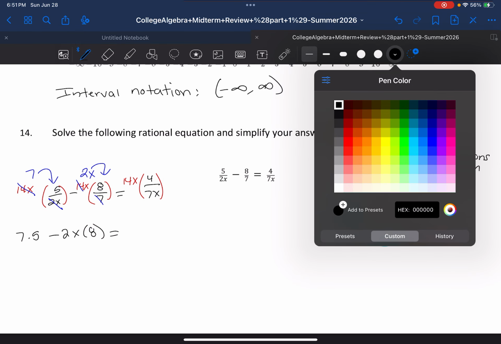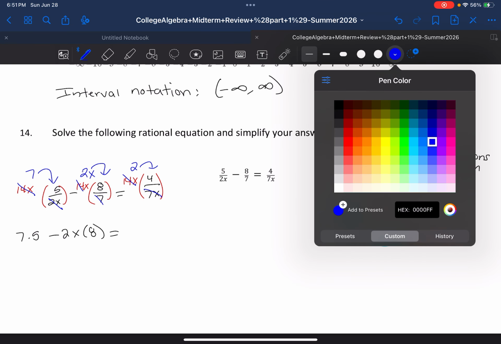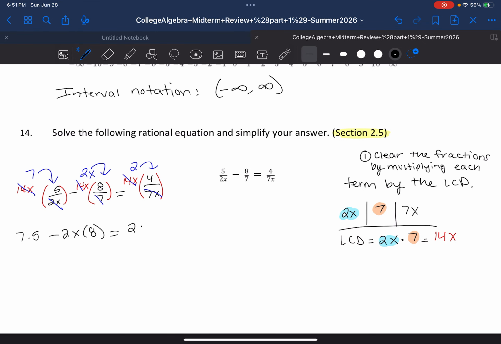And then on the last one, we have 14x divided by 7x, which would just be 2. So that would leave us with 2 times 4. So that's why you're trying to find the least common denominator, which is the smallest thing all of those denominators can divide into, so you can cancel your fractions and make your life easier. So 7 times 5 is 35. Negative 2x times 8 would be negative 16x equals 2 times 4 is 8.